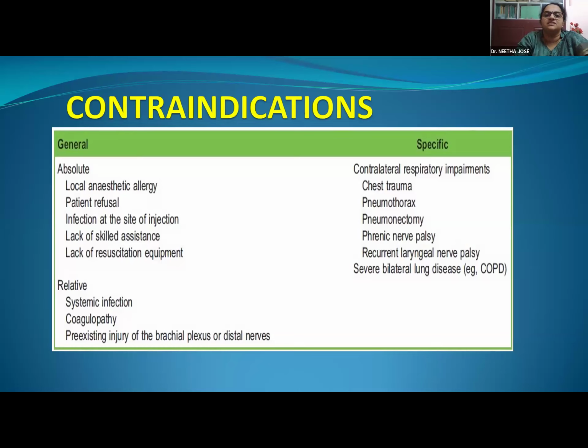If the patient has chest trauma, pneumothorax, pneumonectomy, phrenic nerve palsy, or recurrent laryngeal nerve palsy on the contralateral side, it is contraindicated to give interscalene block. This is because interscalene block can lead to almost 100% phrenic nerve paralysis, which can lead to hemidiaphragmatic palsy. So with these contralateral respiratory impairments, this interscalene block is contraindicated. It is also not given in severe bilateral lung disease like COPD.